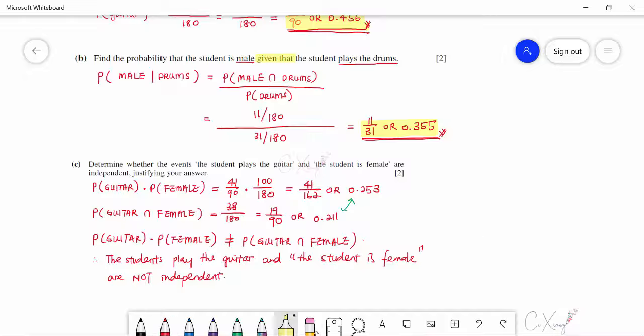Okay, so in the solution, it will be good if you can write out the reason, and after that, followed by the conclusion, which is not independent. Okay, so this is what we have for question number 1.